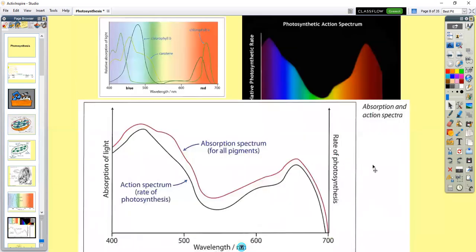Okay, that's linked to the action spectrum. The action spectrum shows the rate of photosynthesis, as you can see here, at different wavelengths. And these work hand in hand, as you would expect. So where most light is absorbed, that's where the highest rate of photosynthesis is going to be. So that blue spectrum and red spectrum, not very much photosynthesis going on in the green spectrum.